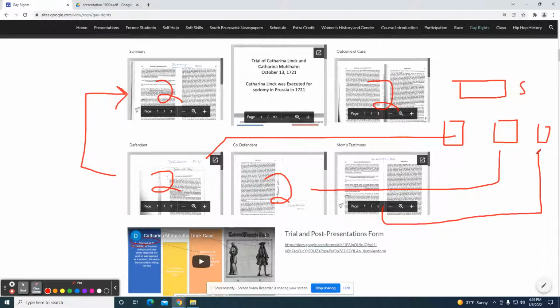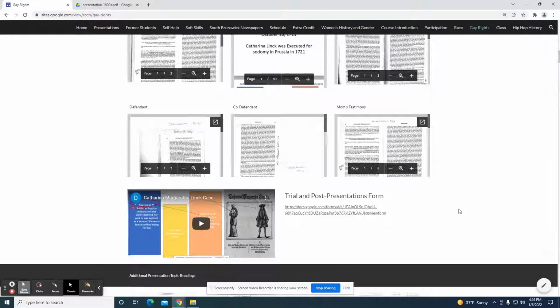If done correctly, we really don't need the 6 to work together trying to figure out a way to intertwine all of these topics; you can easily just present one after the other. If you present in an order where we hear the summary, the defendant, co-defendant, and the mom's testimony, we should have an understanding of what the case is about. At the end, we then will go back to this team, which has the summary as well as the outcome, and then we will come to some understanding of how this case concludes.